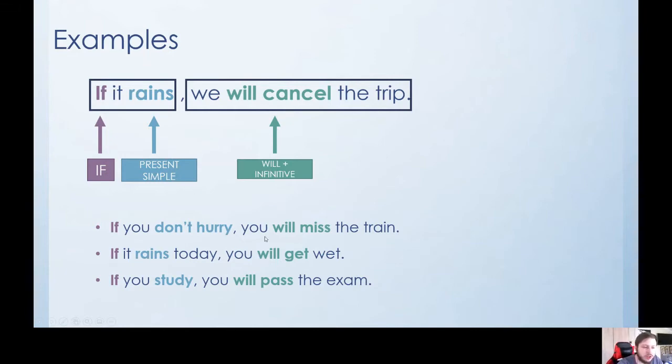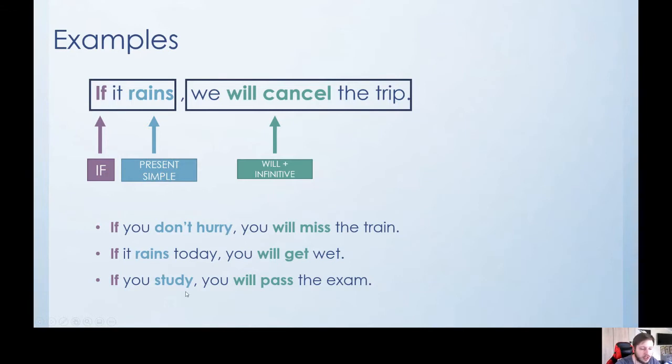If you don't hurry, you will miss the train. Ak sa nepoponáhľaš, zmeškáš vlak. Again, that is something that will probably happen in the future. If you don't hurry, you will miss the train. There is a high chance that this will happen in the future. If it rains today, you will get wet. Ak dnes bude pršať, zmokneš. Again, there is a high probability, vysoká pravdepodobnosť, že sa toto stane.